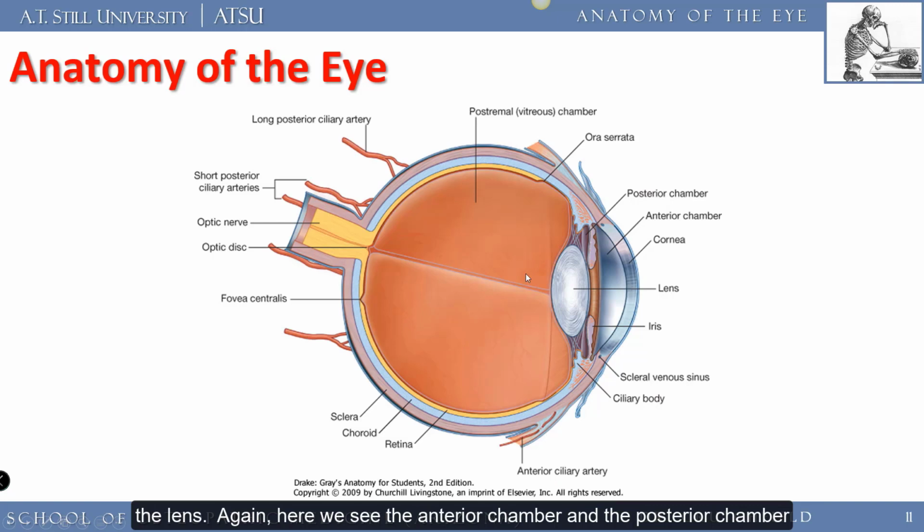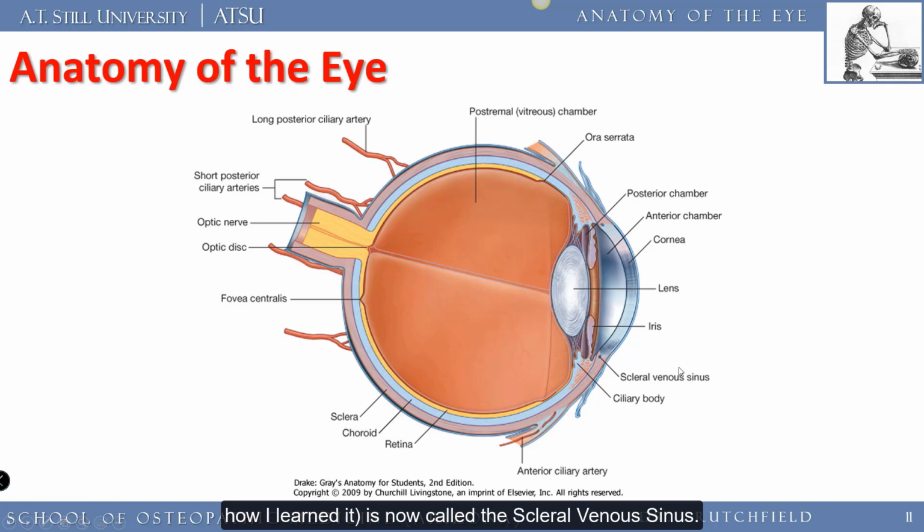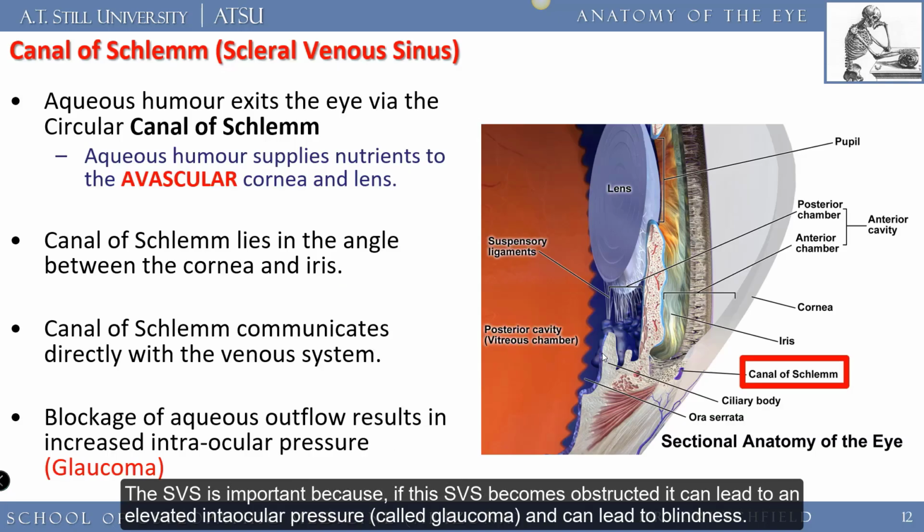Again, here we see the anterior chamber and the posterior chamber. These are well demarcated in this photo, and the vitreous chamber is well seen too. The canal of Schlemm, which is how I learned it, is now called the scleral venous sinus. It is very important because if this canal of Schlemm becomes obstructed, it can lead to an elevated intraocular pressure called glaucoma, and that can lead to blindness.